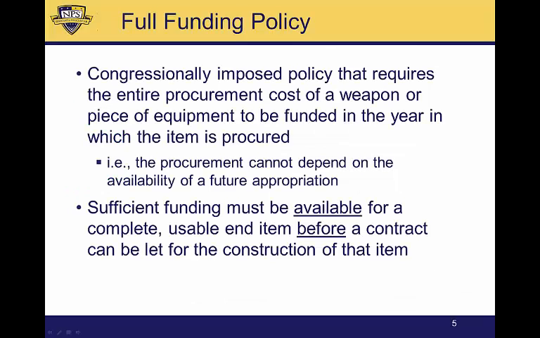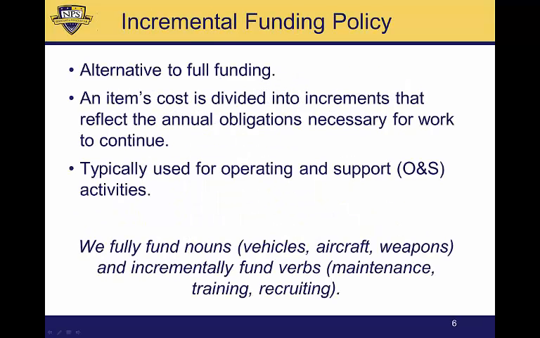For investments, we apply the full funding policy. This is a policy imposed by Congress that says that when you're buying one of these capital items, you should not have to rely or depend upon the availability of a future appropriation. You should budget for the full cost of a useful end item in that budget. In contrast, expenses are funded incrementally, for enough funding to do a year's worth of that activity. You might think of it as we fund nouns, vehicles, aircraft, weapons, with full funding, and we incrementally fund verbs, maintenance, training, recruiting, and so on.